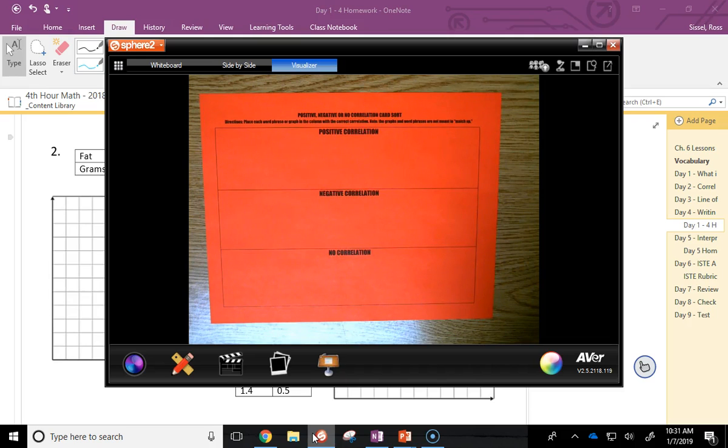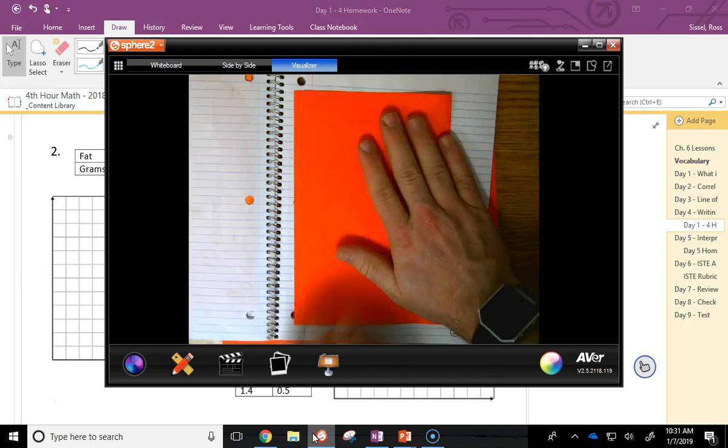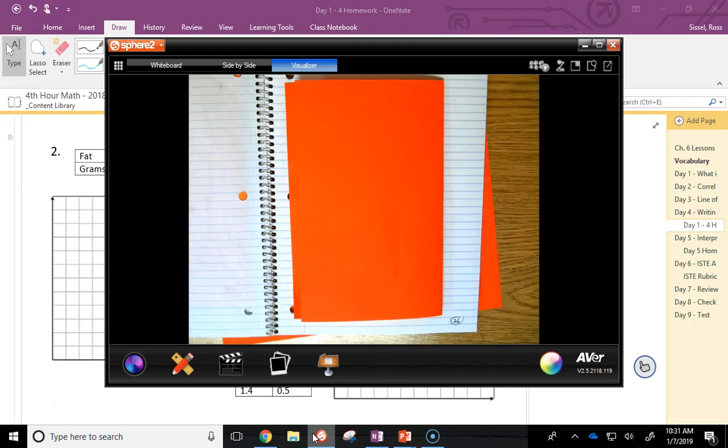Take this sheet and make sure you get it glued in. We'll do the activity first thing tomorrow. So, your homework, all you have to do, glue this into your notebook. Glue this into your notebook. And do that homework for day 2.